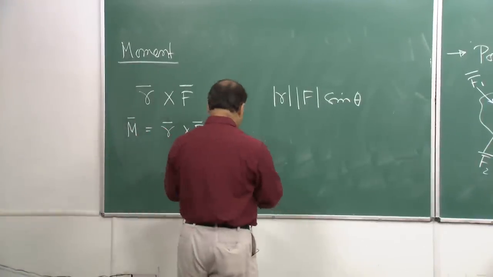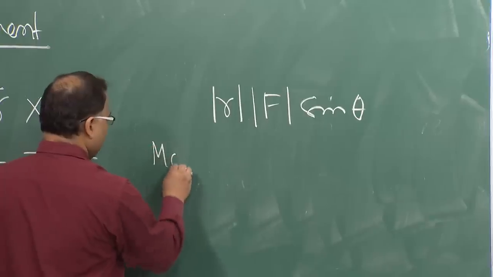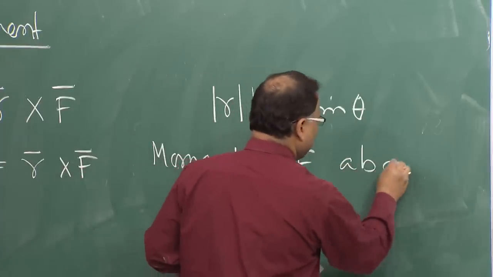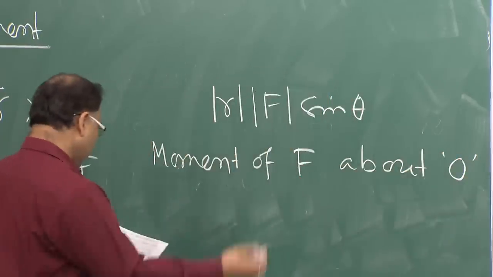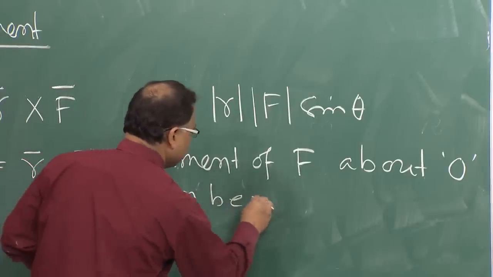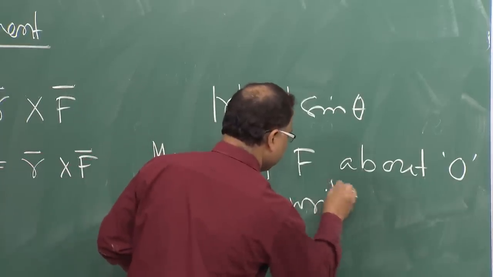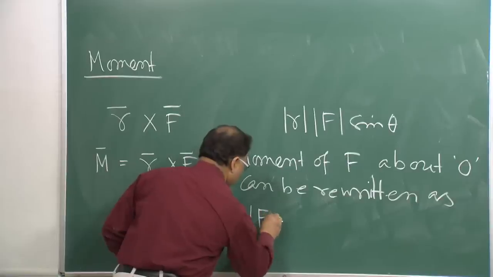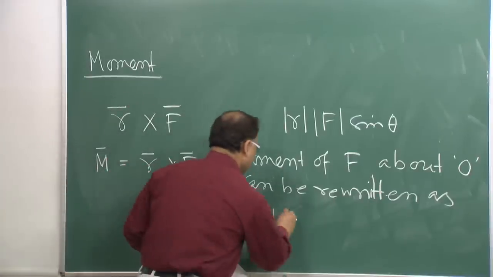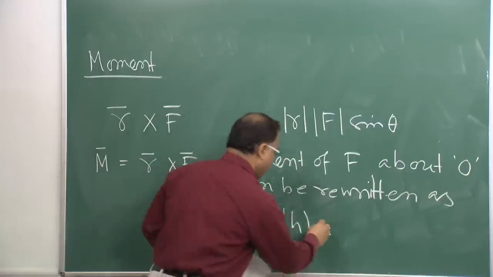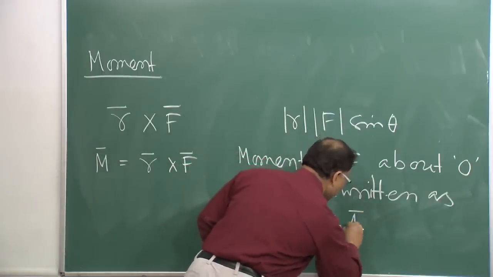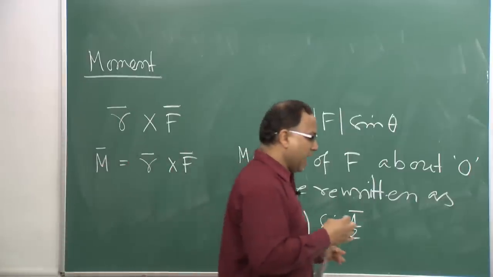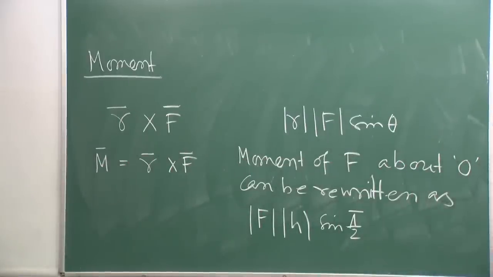Now what can we get from here? The moment of force F about the fixed point O can be rewritten as force and then H and sin pi by 2. That means we are defining the displacement vector in such a way that it makes an angle of 90 degrees between the displacement vector and the force vector, which is shown here.